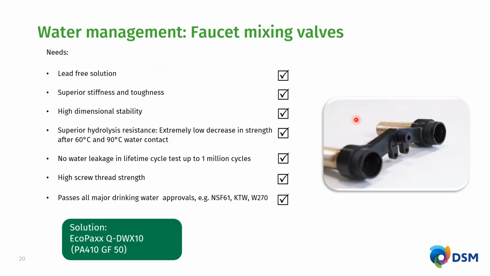In water management sectors, we could also replace, in this case, a complete brass faucet mixing valve with a multi-material solution. In this case, a PA410, 50% glass fiber reinforced. As per information from our customers, there was no leakage during the complete lifetime cycle test, up to 1 million cycles observed in this part. And of course, superior hydrolysis resistance was another key property of this material, which helped us fulfill the requirements. Further to this, this grade fulfills all the major drinking water approvals.